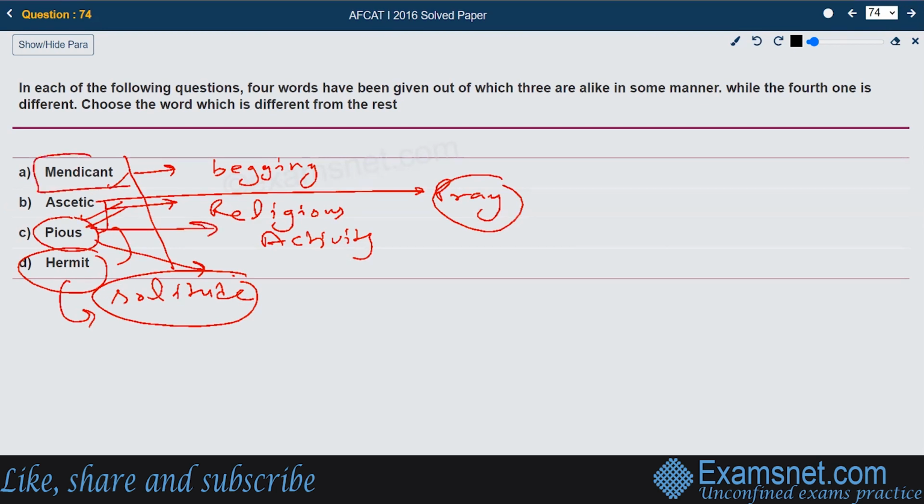So only the word mendicant is odd, because it means only begging. So the right answer is option A, which is the odd one out of them.